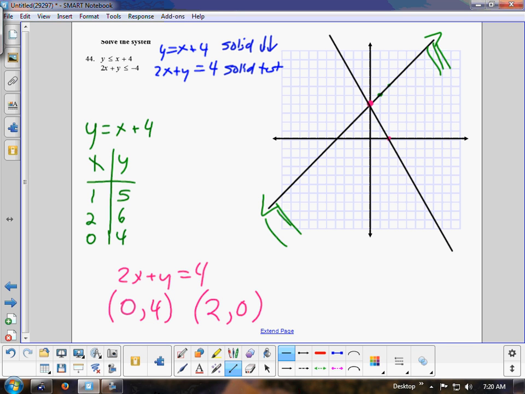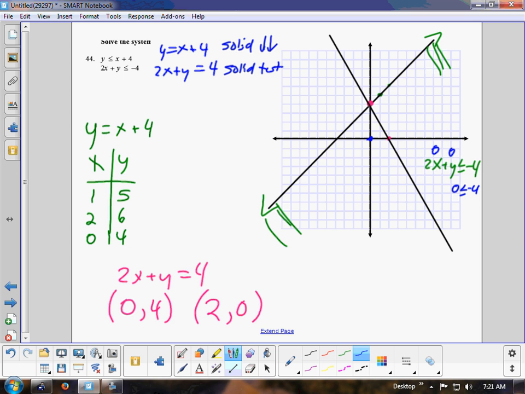And that shading, I'm not sure about that shading, because the shading is 2x plus y is less than or equal to negative 4. So I'm going to test 0, 0 in here. It's 0 plus 0 less than or equal to negative 4. Sorry, negative 4. And that's a false statement. So I'm going to shade away from negative 4.